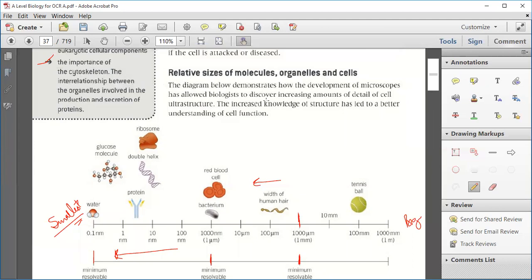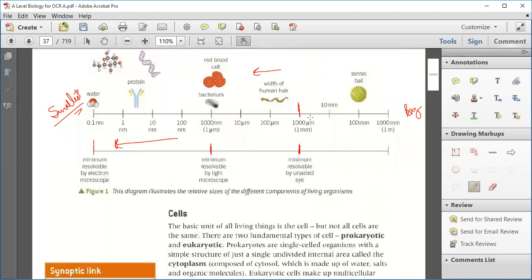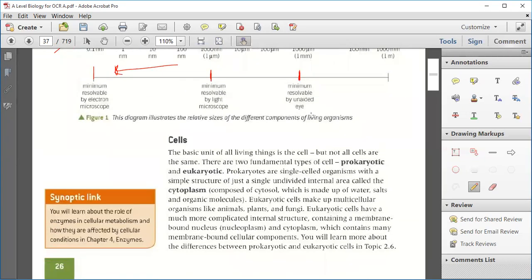The diagram below demonstrates the development of the microscope. As the microscope is more and more developed, we can clearly see smaller and smaller objects, or you can say ultra small structures we can easily see. So increased knowledge of structure has led to a better understanding of cell function. As we are able to see each and every cell particle or cell organelle, it will be easy for us to understand their function.